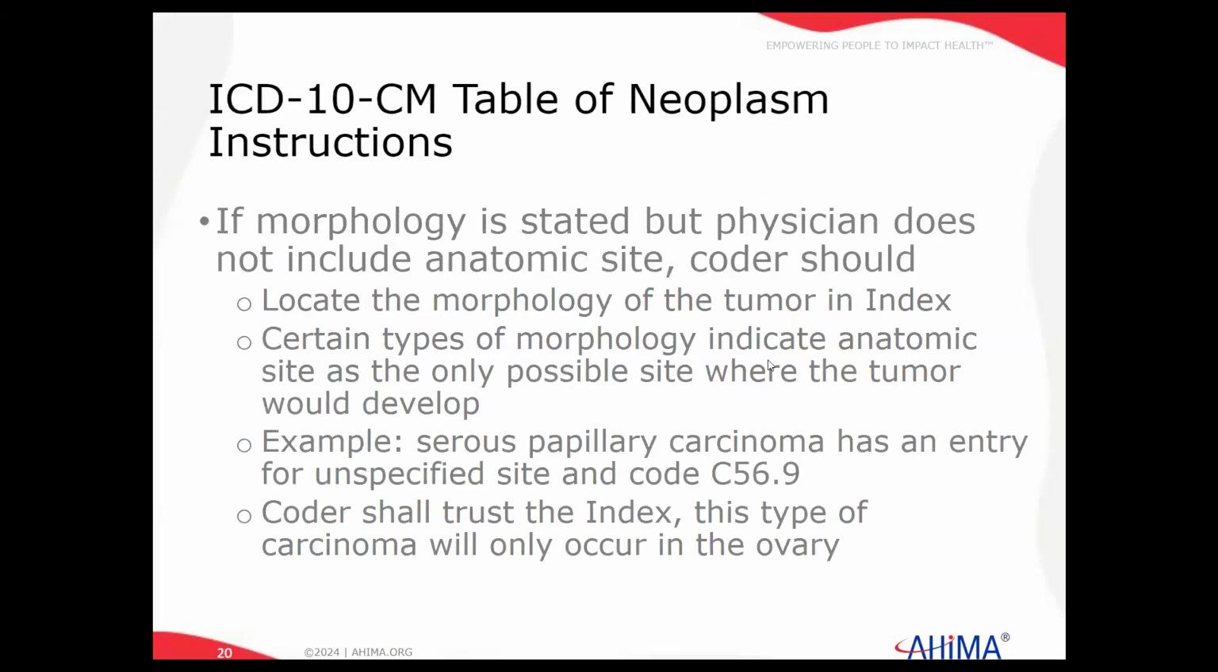If the morphology is stated, but the physician doesn't include a site, the coder should look and locate the morphology of the tumor in the index. There's certain types of morphology that automatically, by their definition, include a site as the only possible place where the tumor would develop. An example of this is the serous papillary carcinoma. It has an entry for an unspecified site, and the code is C56.9. And the coder has to go ahead and trust the index, as this type of cancer will only occur in the ovary.